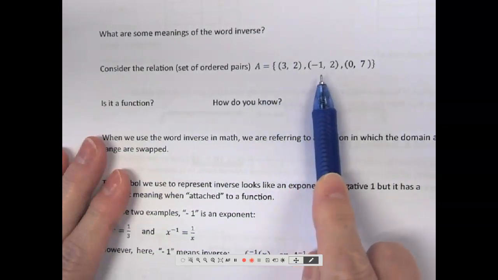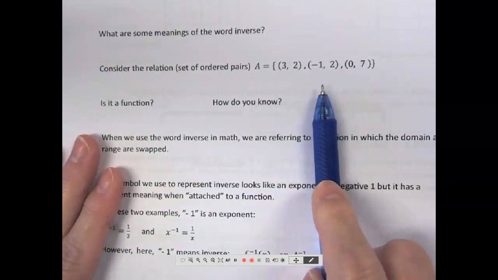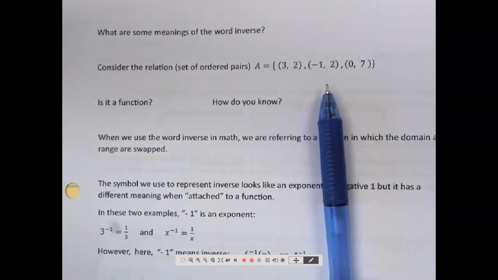Consider the relation, which just means set of ordered pairs, which I'm calling A, and consists of the ordered pairs (3, 2), (-1, 2), (0, 7). Is this a function? I've seen a yes, a no, and an I don't know. Because the y's repeat? Okay. Anybody have any other input?